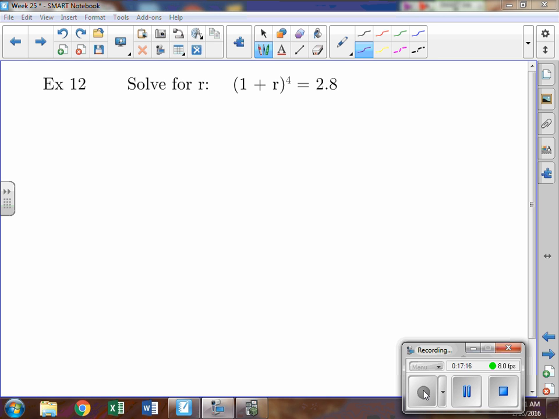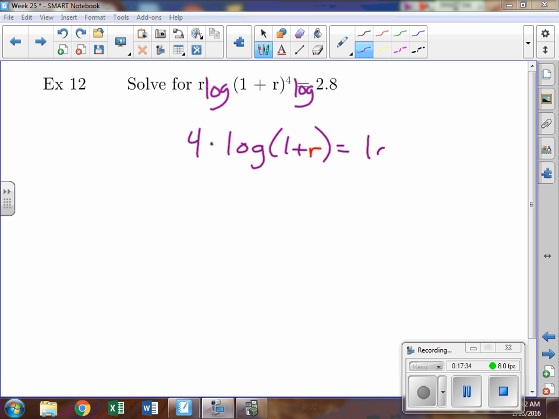All right, solve this problem. Well, a lot of times students will look at this and say, okay, we've got an exponent, so let's take a logarithm. If we were to take this logarithm, we could bring down the exponent, so we'd have 4 times the logarithm of 1 plus r equals the logarithm of 2.8.